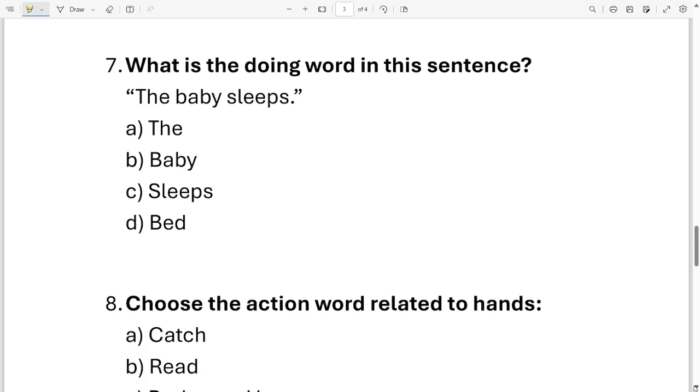Okay, question number 7. What is the doing word in this sentence? The baby sleeps. You have to identify the doing word. So which one is the doing word out of these 4 options? It is option C, because the baby sleeps. What is being done? The baby sleeps. So this is the doing word.